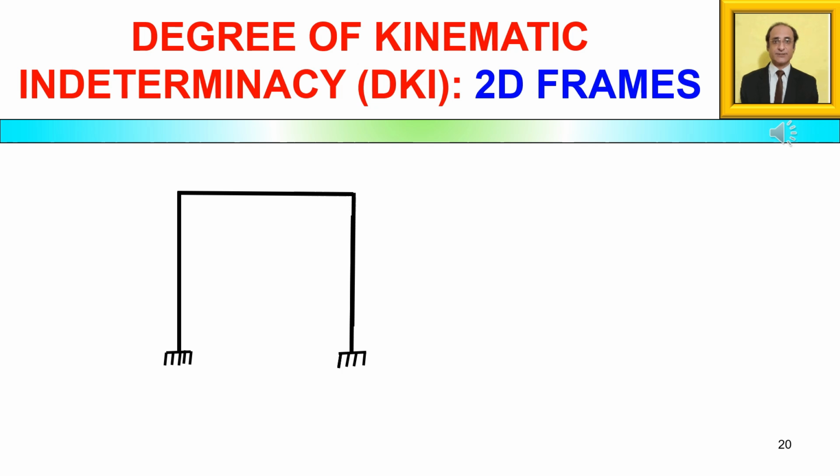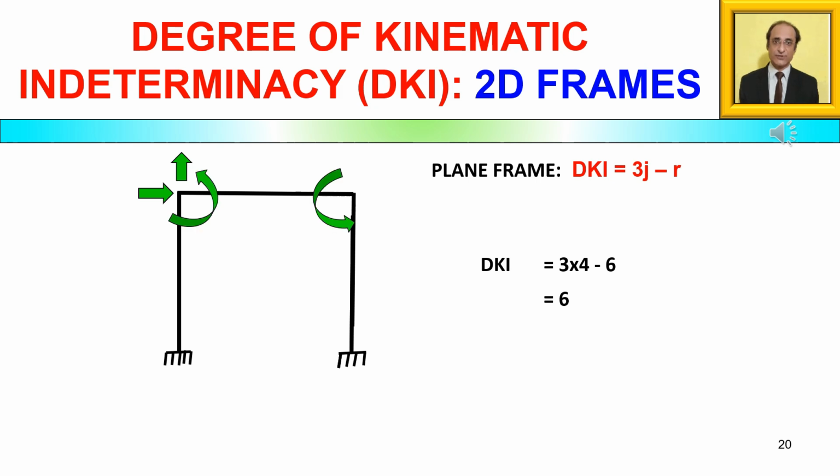Similarly, for a plane frame, the expression for DKI is 3j minus r. Why 3 comes here? Because there are 3 independent displacements at each joint: one translation in the x direction, other in the y direction, and then a rotation. Now for the example shown here, where there are 4 joints and 6 reactions, the answer comes out to be 6, and all these 6 independent displacements can be identified as shown here.